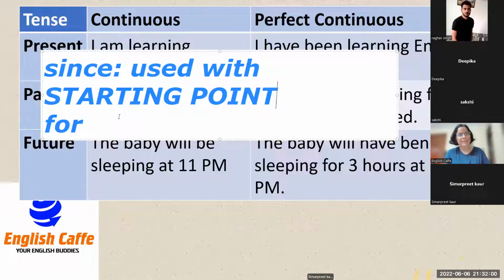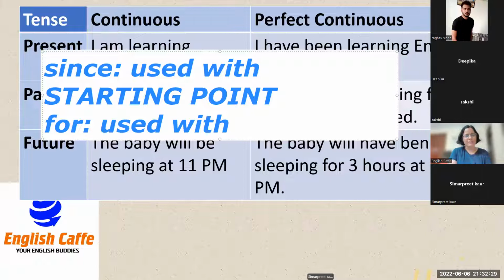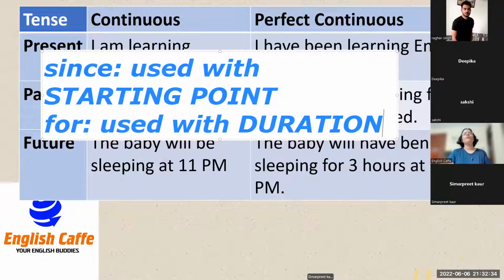For example, I have been trying to eat healthy food since 1st of this month. So 1st of this month is a starting point. I'll use since. If you're referring to a starting point, you will always use since. And now talking about for, we use for when we are referring to a duration. If you are talking about a duration, you will use for.